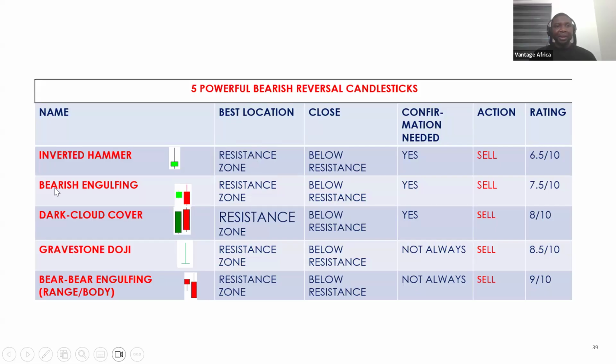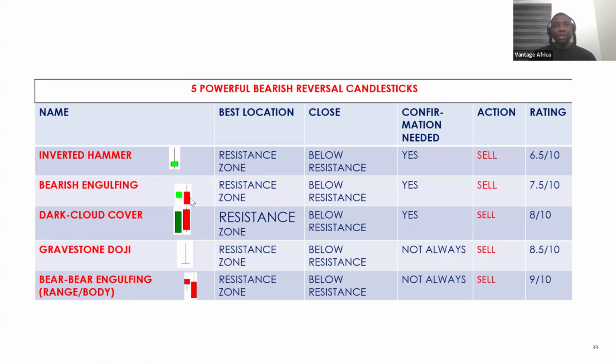Okay? Then you have bearish engulfing. Bearish engulfing is just like the bullish engulfing, but this one is a bearish signal. You see a green candlestick followed by a huge red candlestick, right? When you see this, it tells you that bearish volume is entering the market. So if bearish volume is entering the market, you should be entering for a sell too, because this is at a resistance zone. If it's not at a resistance zone, you'll have no business dealing in that trade.